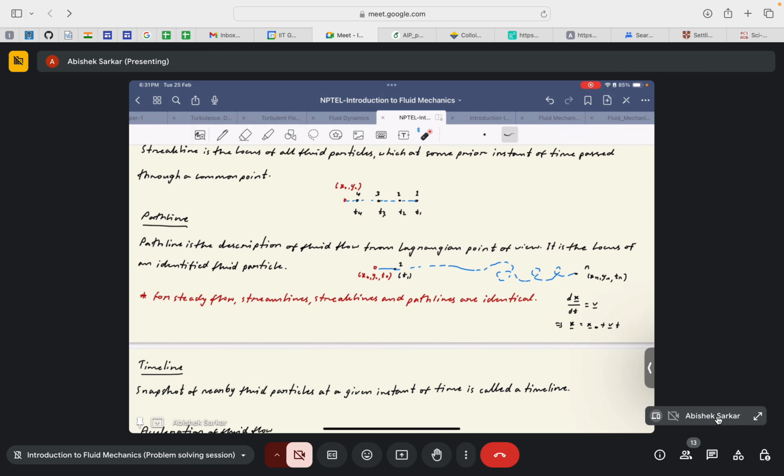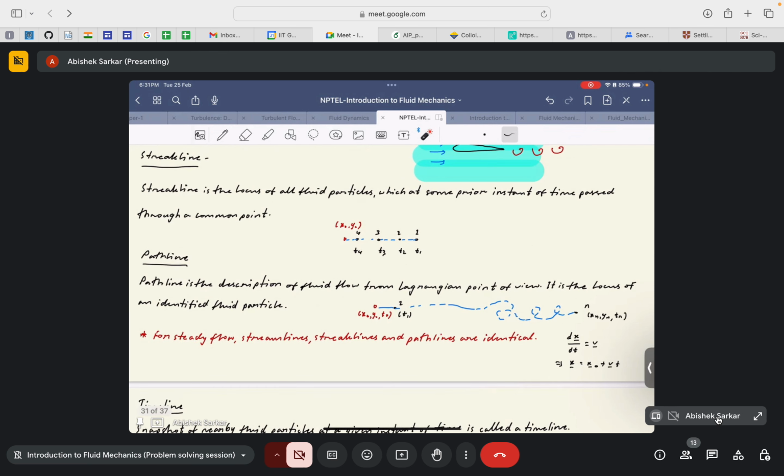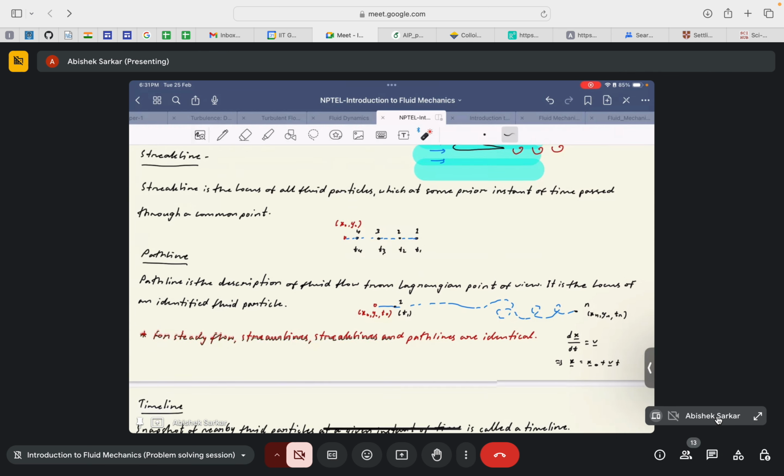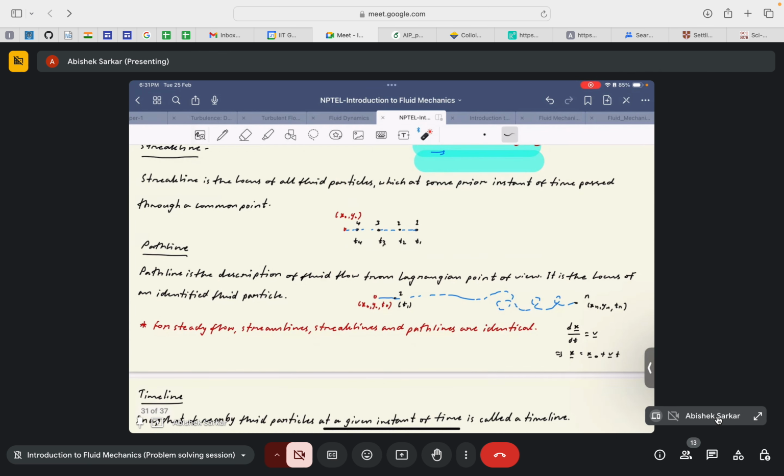And again, there was a very extensive discussion by Prof. Chakraborty on how streak lines, path lines, and streamlines are different from each other by their very definition. But again, there was a discussion on why we can say that for steady flows, the streamlines, streak lines, and path lines are identical. So there was very extensive discussion. I am skipping it for saving time.